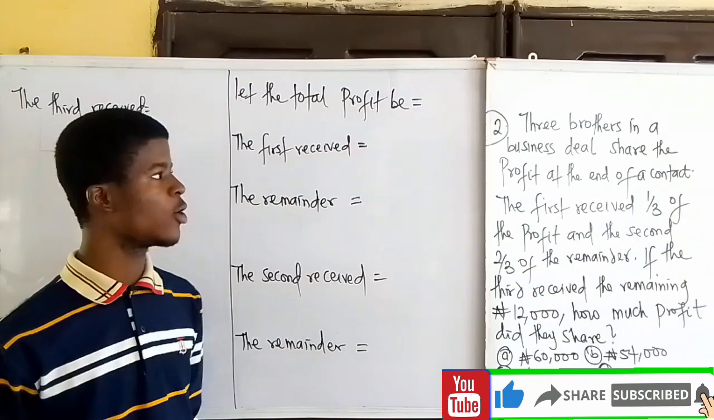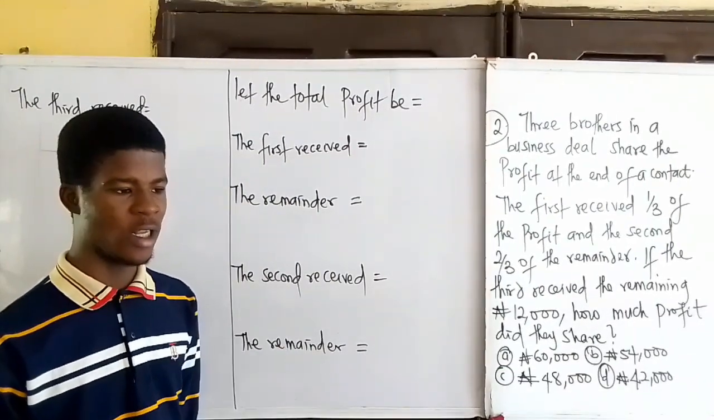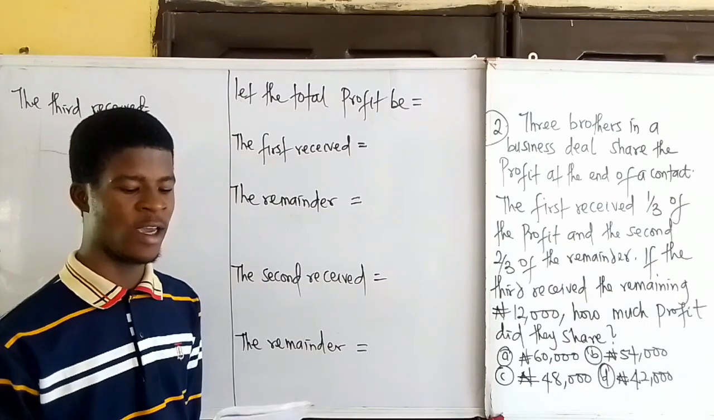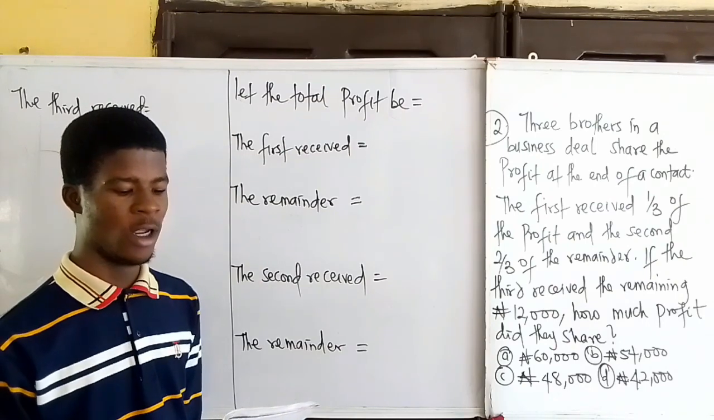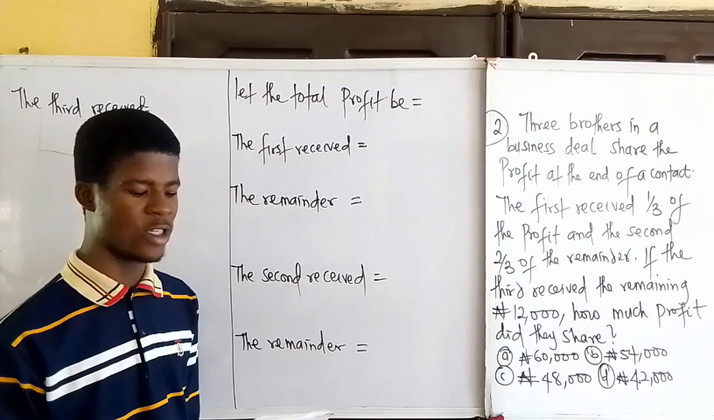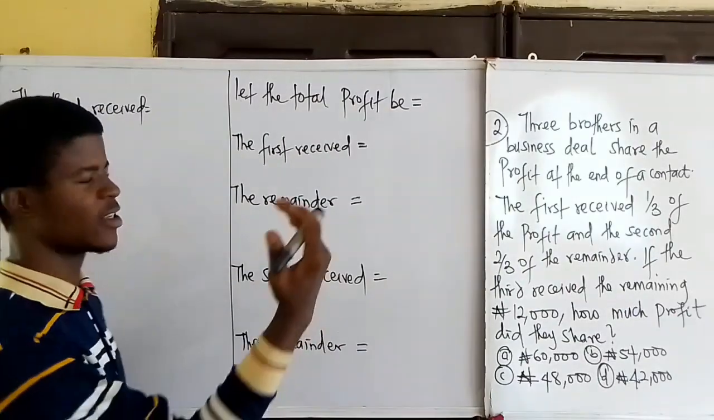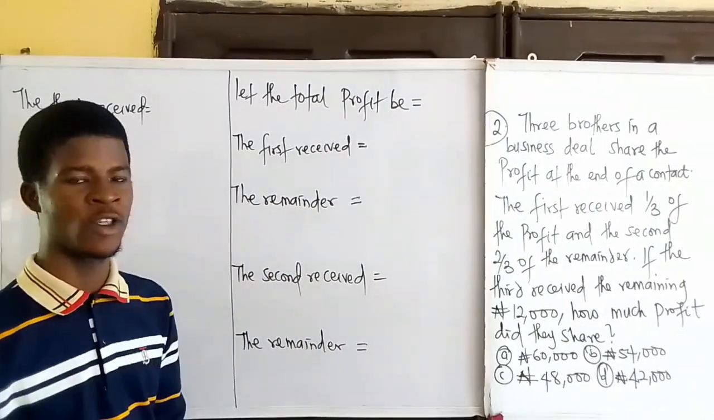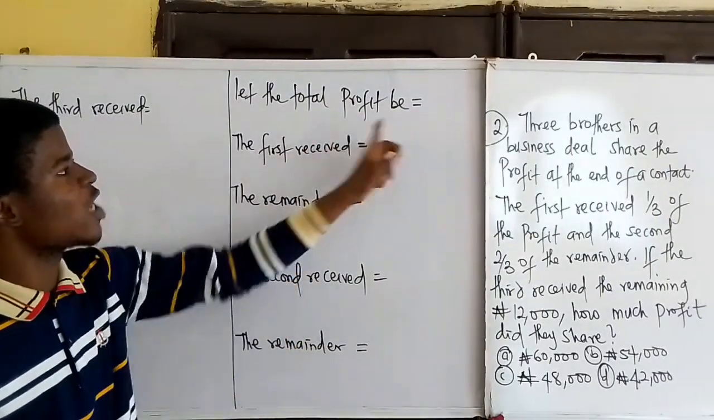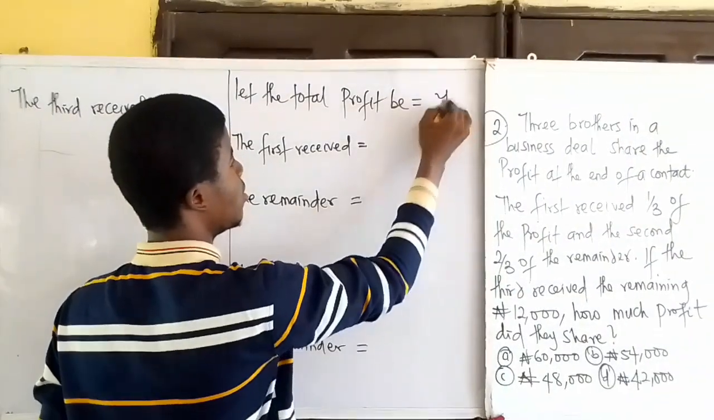For this second question that we have here, it says that 3 brothers in a business deal share the profit at the end of a contract. The first received 1/3 of the profit and the second 2/3 of the remainder. If the third received the remaining 12,000 naira, how much profit did they share? Alright, I have outlined the steps again, like I did in the first question. So, we don't know the total profits that they share, so we can say, let the total profit be Y.